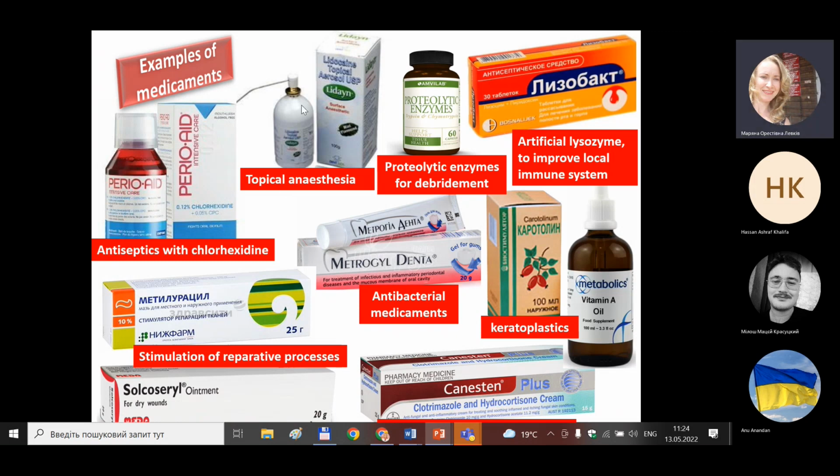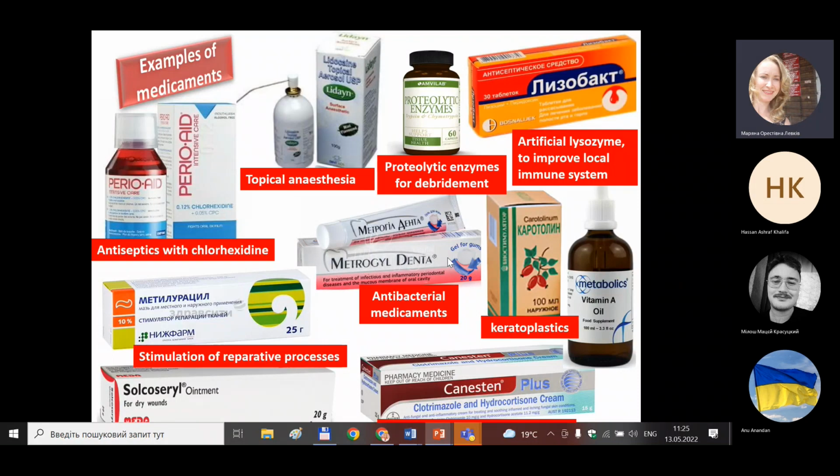Topical anesthesia: lidocaine in spray or in gel, benzocaine. Proteolytic enzymes for debridement. Artificial lysozyme to improve the local immune system, an example of such a medicament is Lizobact. Ointments for stimulation of reparative processes, for example methyluracil ointment. Antibacterial medicaments that have antibiotics: Metrogyl, metronidazole, the medicament Metrogyl Denta. It has the antibiotic metronidazole in its composition.